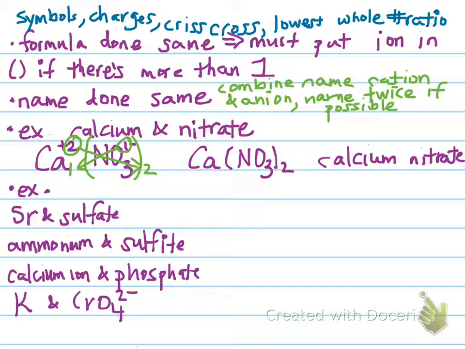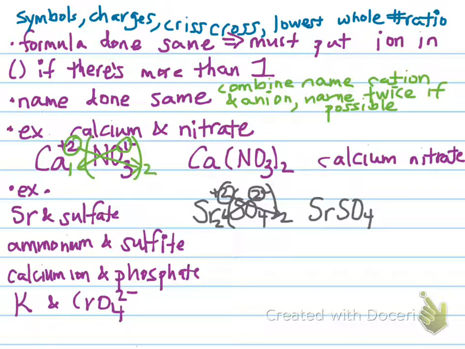So strontium and sulfate. I know it's an ionic compound because I have a metal and a polyatomic ion. So I'm going to do symbols, charges, crisscross, lowest whole number ratio. My symbol for strontium is Sr. It's in group 2A, so it can lose 2 or gain 6. It's going to lose 2 with a charge of +2. Sulfate is what you have memorized. It's SO4 with a charge of -2. I crisscross down my 2's, but remember my last step is to make sure it's the lowest whole number ratio. And a 2-to-2 ratio is not the lowest whole number ratio. It would just be a 1-to-1. So this would just be SrSO4. In terms of naming it, it's strontium ion and sulfate. So its name is strontium sulfate.